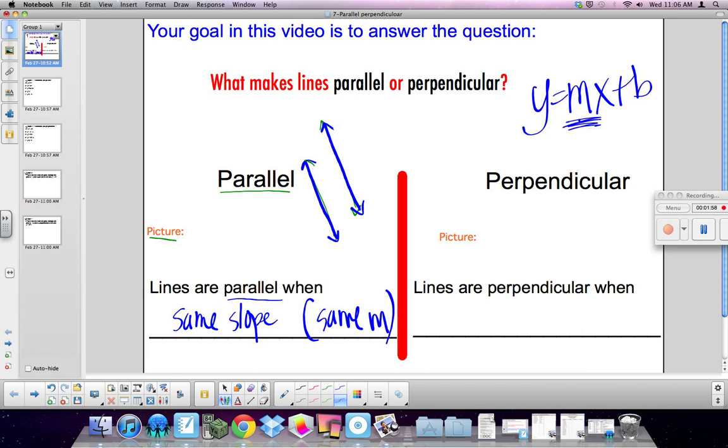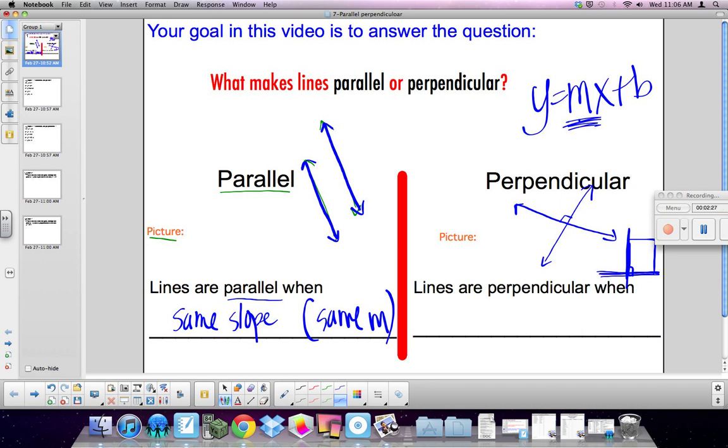Perpendicular is a little bit more work because perpendicular, number one, is different than parallel. Perpendicular means two lines that cross at a perfect corner. They make a perfect 90-degree angle. These are two perpendicular lines. If I were to draw a rectangle, this line and this line are perpendicular. They cross at a nice corner, a nice right angle.